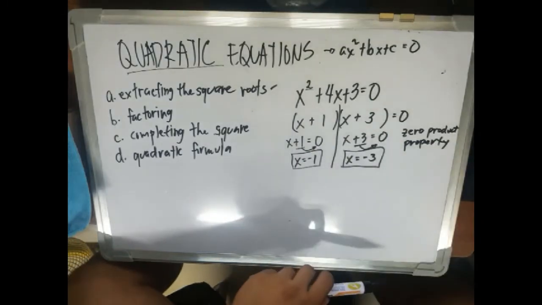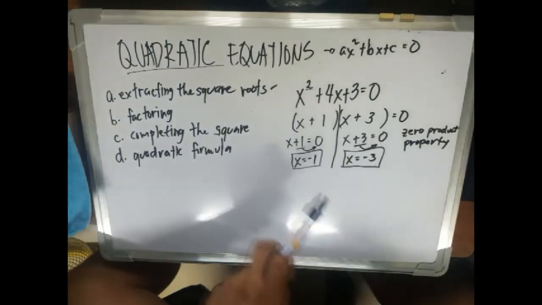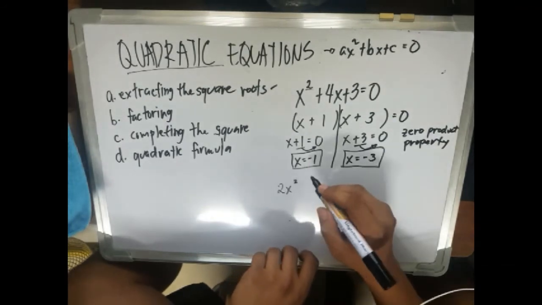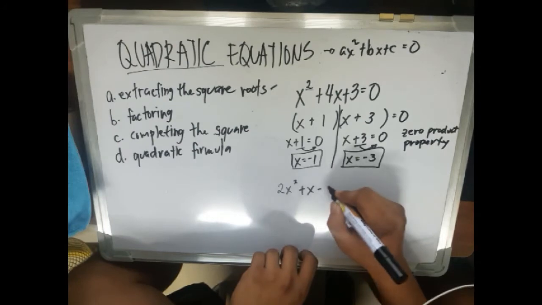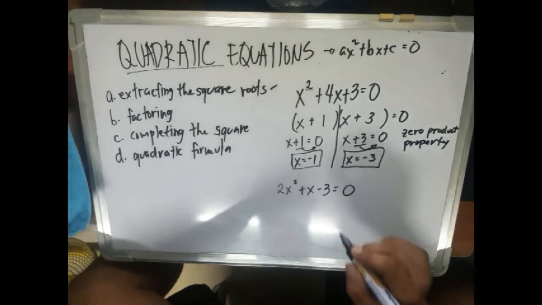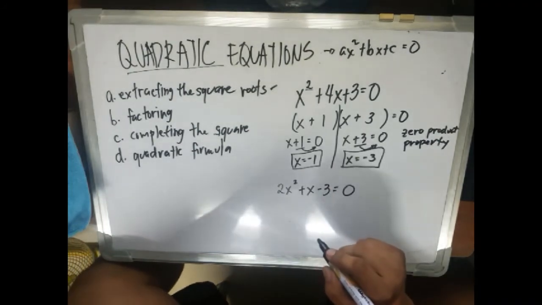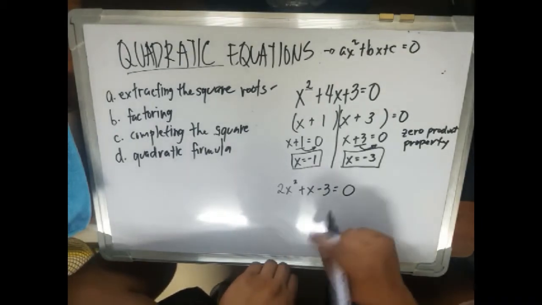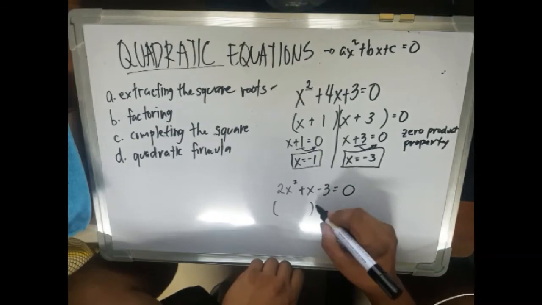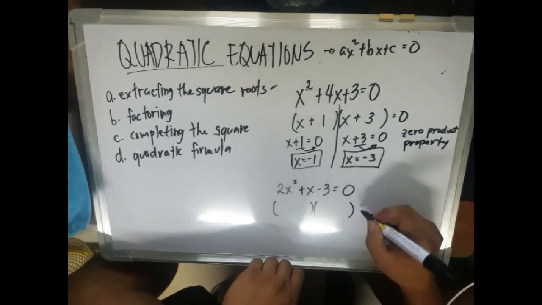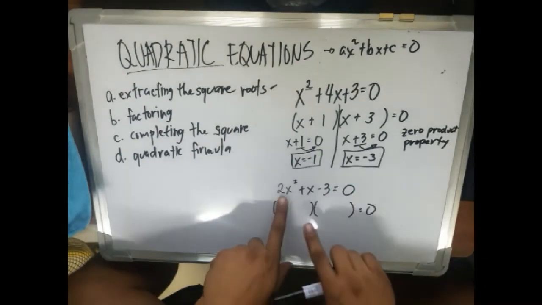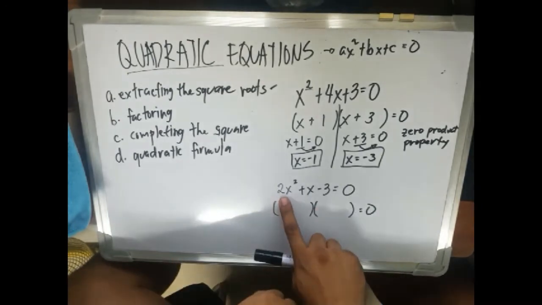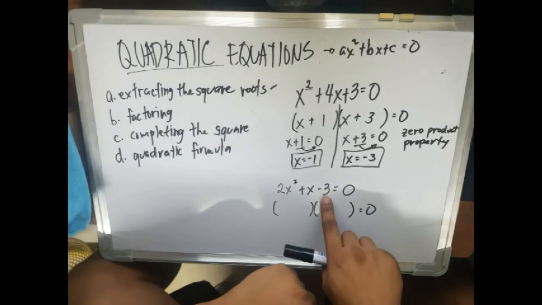Okay, so let's have another example. We have 2x squared plus x minus 3 is equal to 0. Okay, so paano ba yan? Dito yung pumapasok na trial and error, no? Bakit kaya trial and error? Titingnan natin. We have 2x squared. Hanapin natin ang factors ni 2x squared, saka yung negative 3.